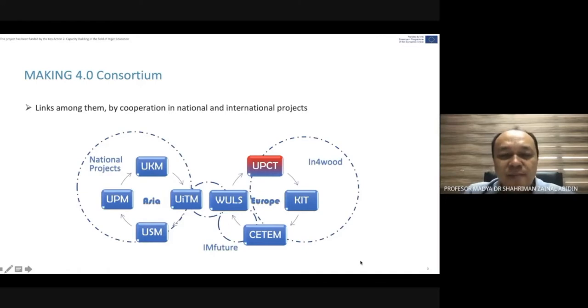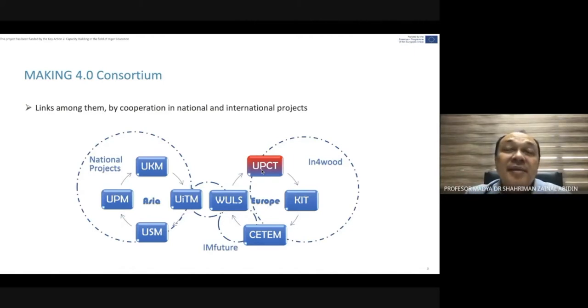When we develop a project like this, to get 1 million euro, we need to have a consortium. So everybody needs to work within this circle or framework. In Malaysia we have a national project, and in Europe there is InfoWood, and then also IM Future. So we appointed UPCT as a coordinator to hold the money, and then they will distribute it.